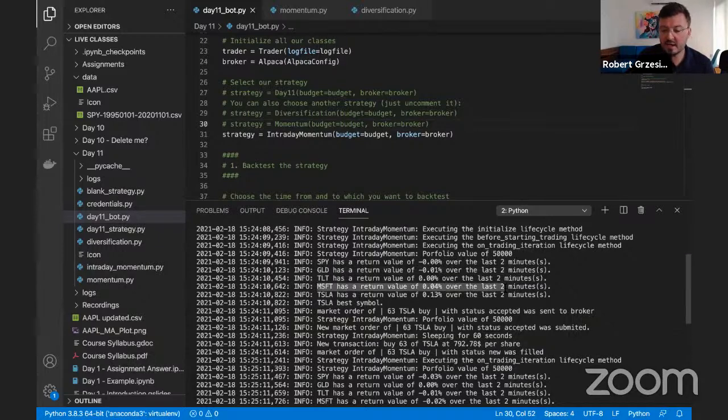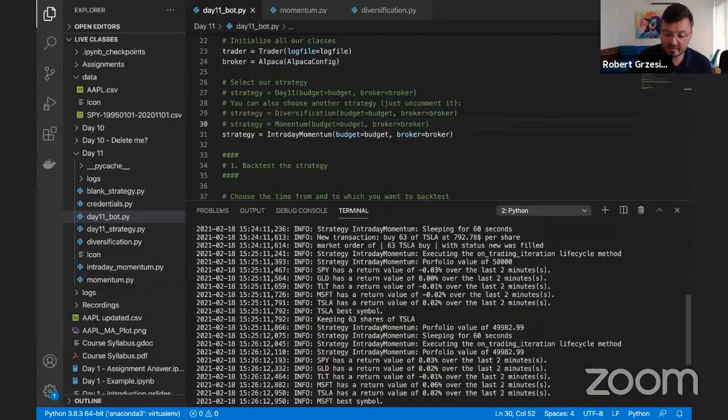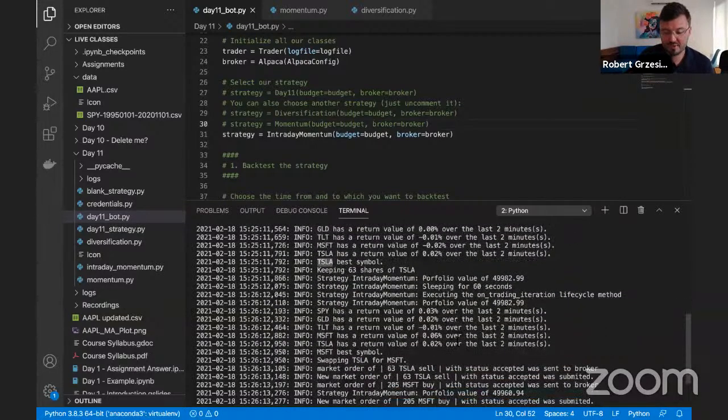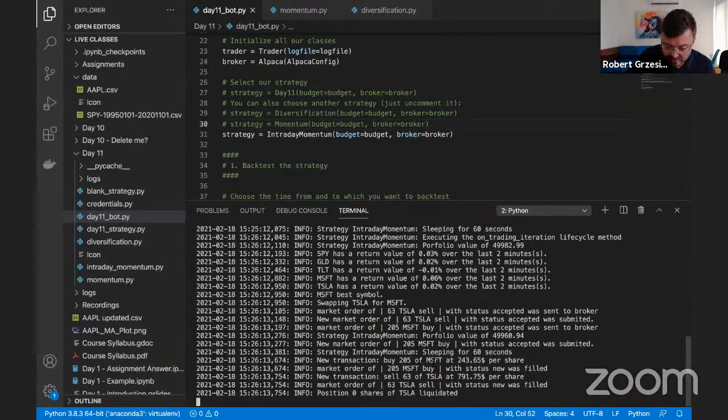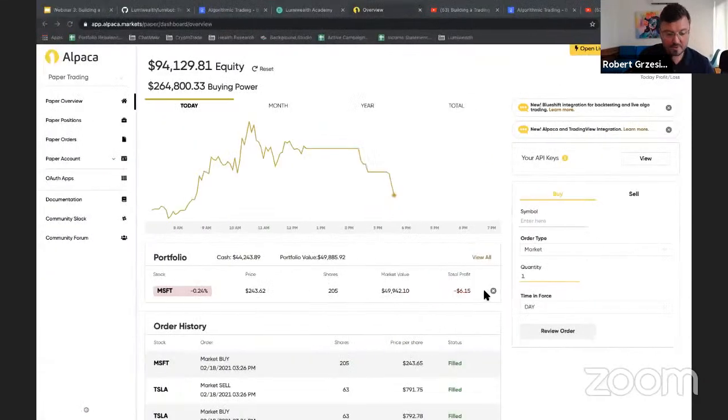MSFT did 0.04 over the past 2 minutes, and Tesla did 0.13 over the past 2 minutes, which is why I bought it, right? And then checked again down here. Which one is the best symbol? Tesla was still the best symbol. Okay, then checked again. Oh, and then it switched to Microsoft. Let's see. Boom, there we go. So it switched to Microsoft. There you go. Great. I can actually show you guys that working.